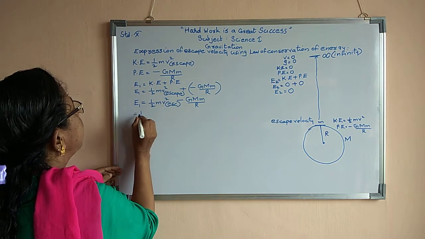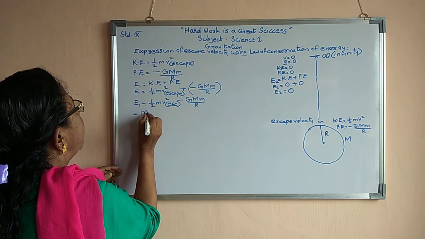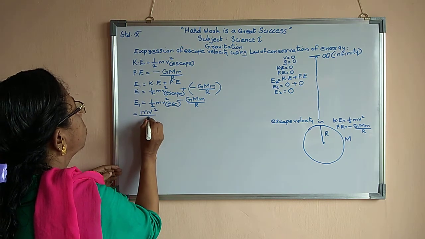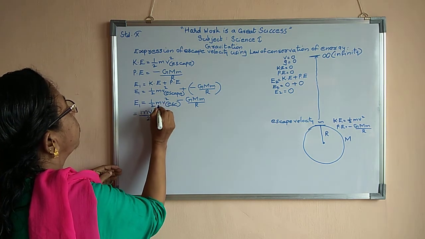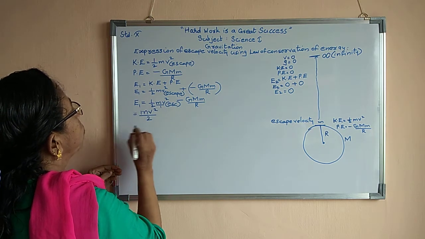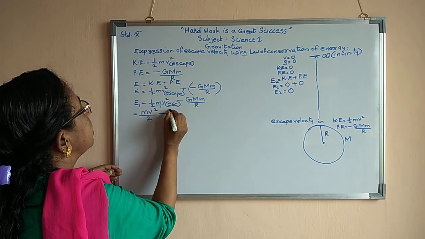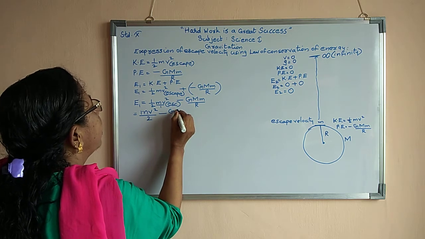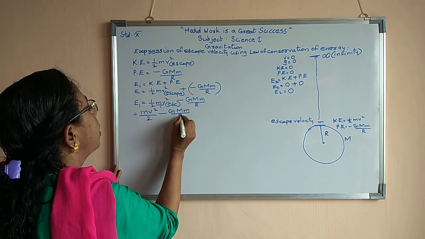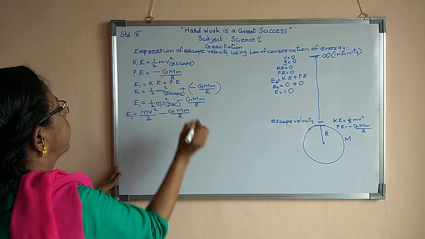So how I am writing, you see. Now half mv square I am writing as mv square upon 2. mv square, that is upper part gone. Here 1 is there, so I write it as mv square upon 2. Then minus, here G capital M small m upon R. So here again I am writing E1 is equal to.